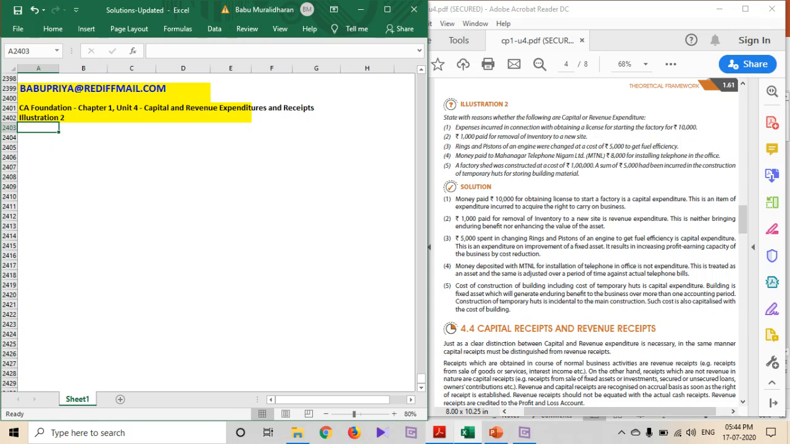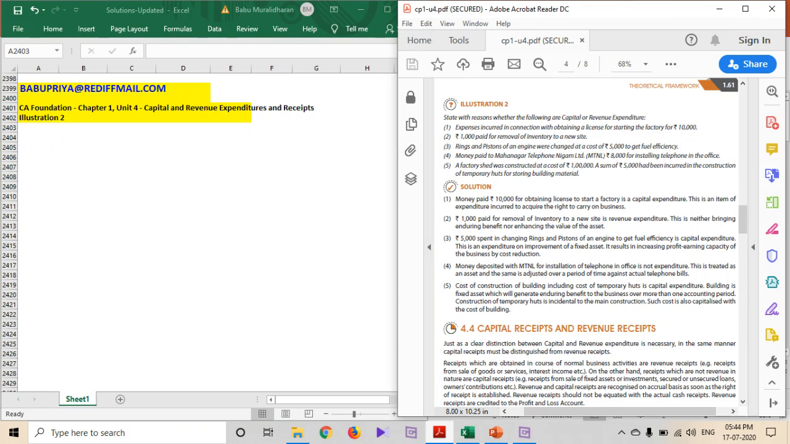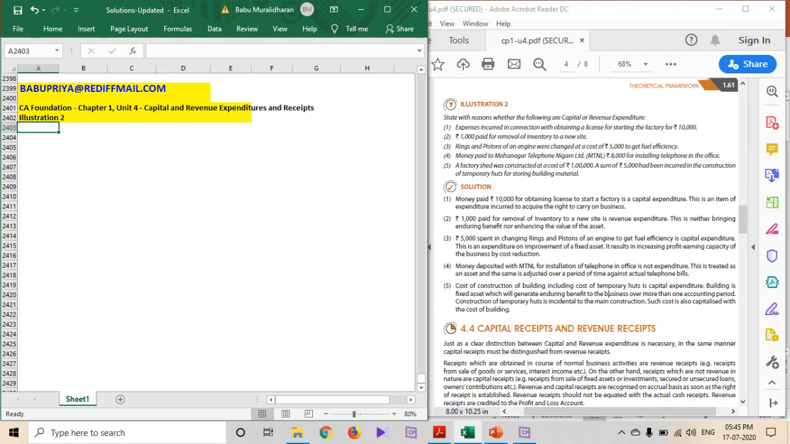Let's continue with chapter 1, unit 4, where we are discussing capital and revenue expenditures and receipts for CA Foundation students. This is the first chapter, and we are in unit 4. Last class, we saw illustration 1, and now let's continue with illustration 2. Also, we will go through what are capital receipts and revenue receipts. Now, what we are saying is capital expenses and revenue expenses, but we will go through capital receipts and revenue receipts, right? So I'm in illustration 2, page number 4, chapter 1, unit 4, capital and revenue expenditure and receipts.